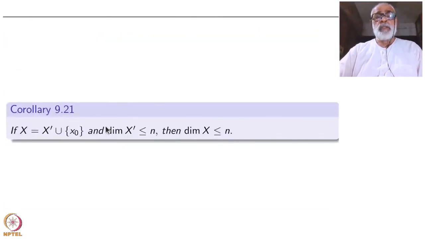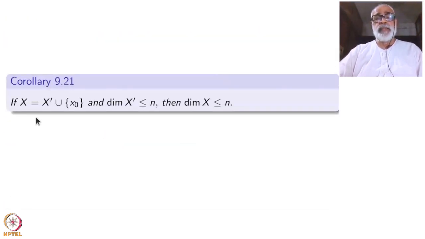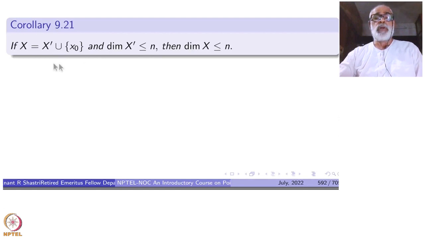Now, a special case here: if X is X prime union a singleton, and the dimension of X prime is less than or equal to n, then the dimension of X is less than or equal to n. Because here you know the dimension of X, not that it is 0. Oh, this is important only if X prime is non-empty after all.